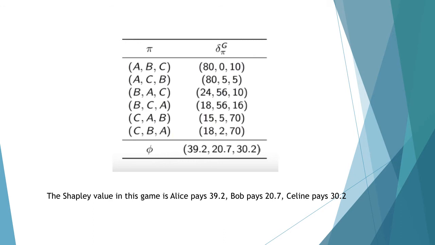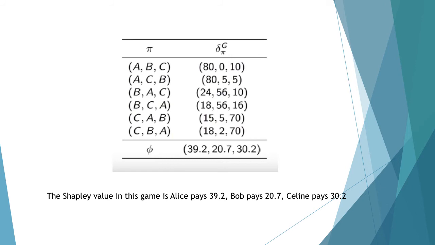Now let's look at the third case. Bob comes to the meal first, Alice comes after Bob, and Selena comes after Alice. It will cost Bob $56 for this meal if he eats alone. Now Alice comes after Bob. It will cost them $80 for this meal. That means Alice has to pay $24. Now Selena comes to this meal. It will cost them $90 if they eat together. That means Selena has to pay $10. Similarly, we can compute the other three cases in this table.